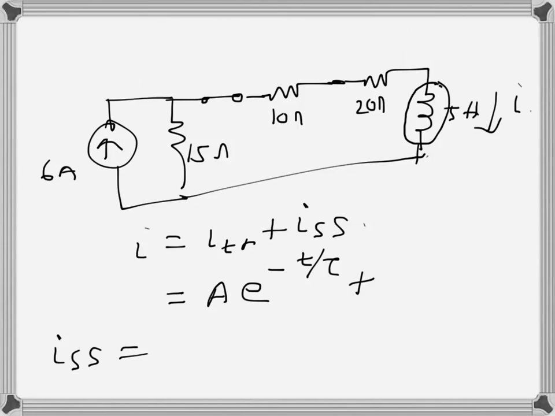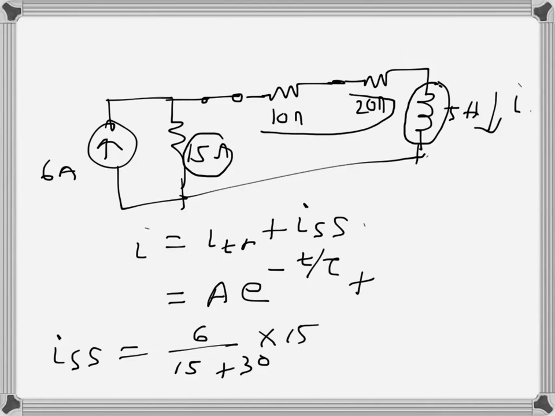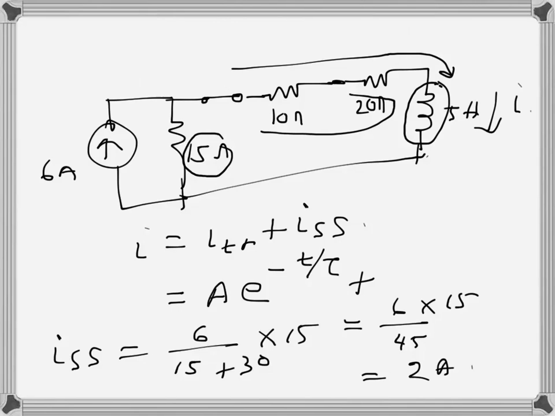Steady state will be just this branch and these two, they're in parallel, so by the current divider rule, 15 plus 30 here times 15, because it's current through here, so that gives us 6 over 45 times 15, which gives us 2 amps. So that's the steady state current.